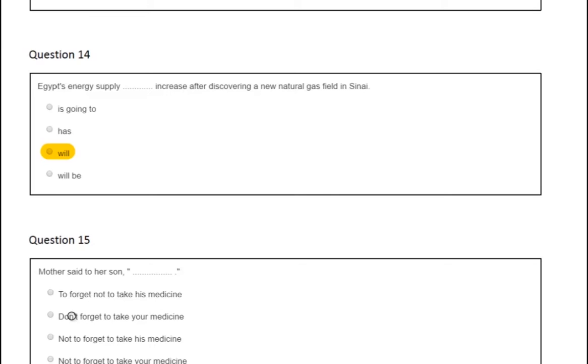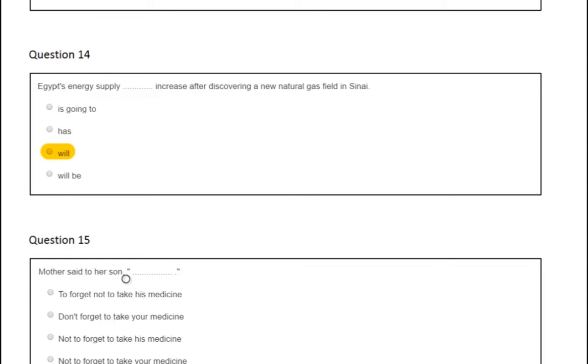This we call a direct sentence. It is positive here. So mother said to her son, with those two brackets here: don't forget to take your medicine. If you want to change it into indirect speech, we delete the two brackets and we say mother told her son not to forget, not to forget.